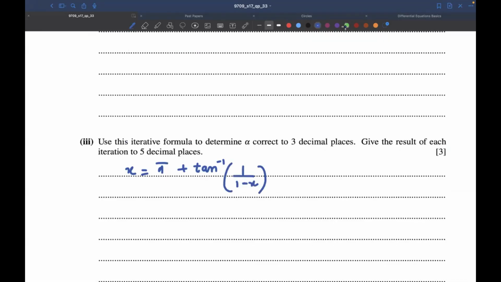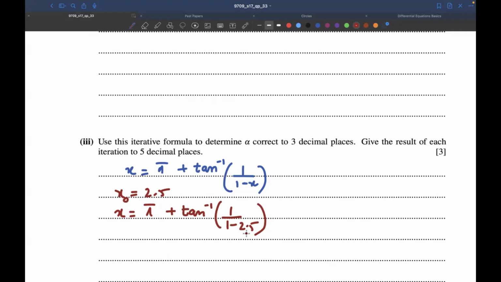Now we can start off with any initial value between 2.5 and 3, or we can just start directly with 2.5. So we can write it as pi plus tan inverse of 1 upon 1 minus the initial value of x, so x0 is 2.5. Substituting this in the calculator, we'll get tan inverse of 1 divided by 1 minus 2.5, and then pi plus the answer.